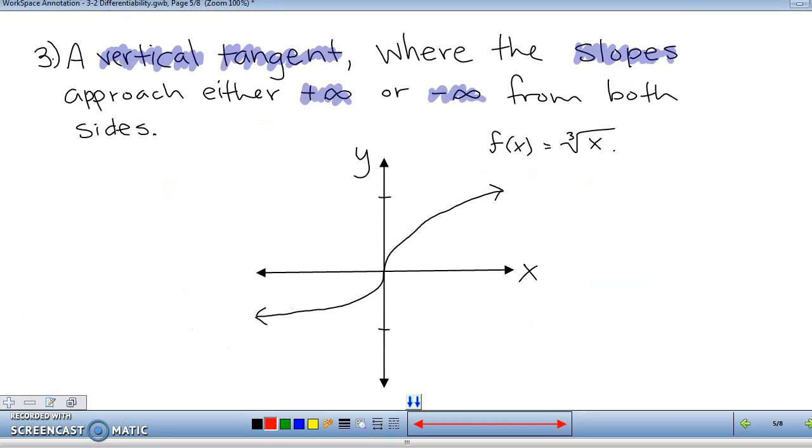So a vertical tangent line, where the slopes approach either positive or negative infinity from both sides. For example, the function f of x is equal to the cube root of x. Not differentiable there. Okay?